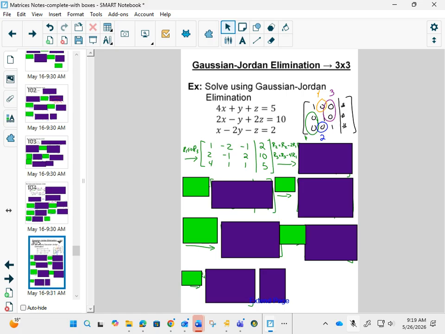Someone else then looks and says, could I do row 3 minus 2 row 2s to get a 0? Yes. That also gives you a 0. So there is more than one way to get that 0, and both are right. Okay?